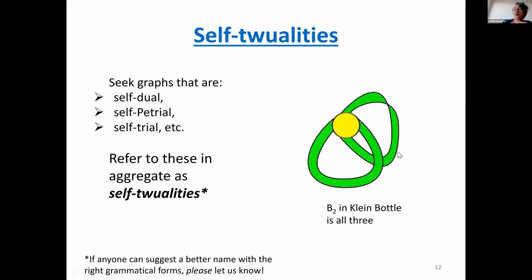Okay. So here's an example. This is a blossom graph B2, so just 2 loops on a single vertex. And it's all 3. That graph is self-dual. It's clearly self-petrial. If you twist both those edges, you're going to get the same thing back. And it turns out it's also self-trial.